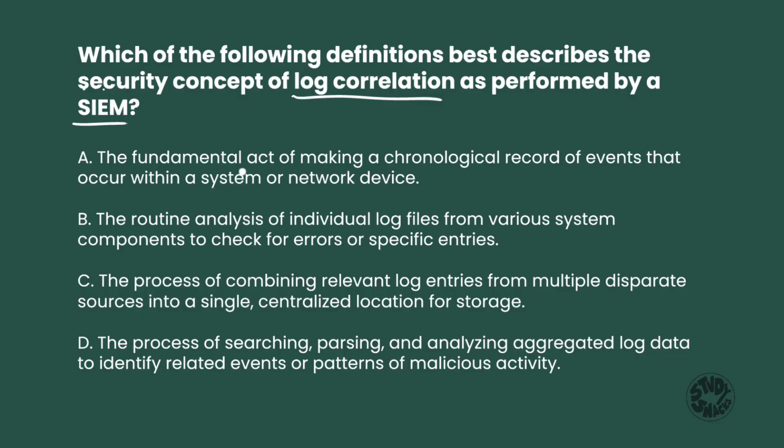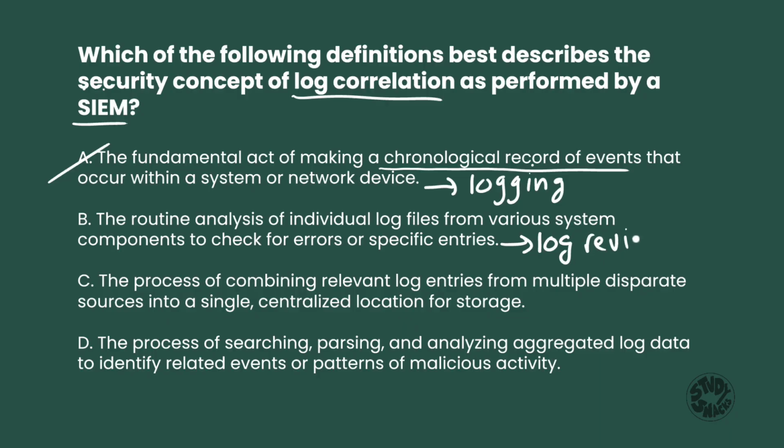So let's read A. Well, is it making a chronological record of events? That's a good definition of what a log is. So I would say A is just describing logging, not log correlation. So A is out. B, analysis of individual log files from various systems components. So this feels like a manual review or auditing of logs, not the actual correlation. So I would label this as log review.